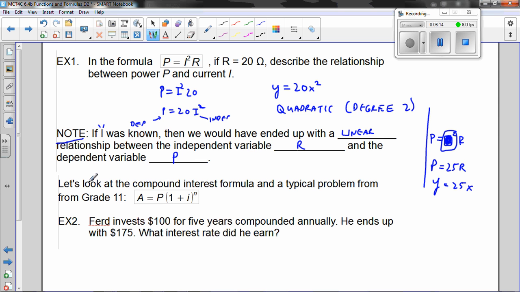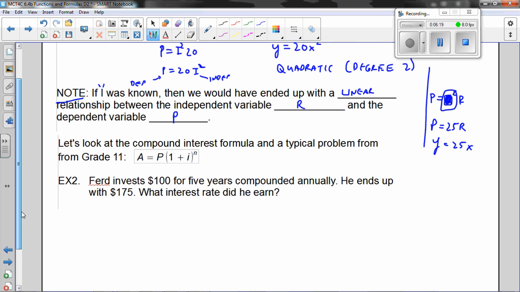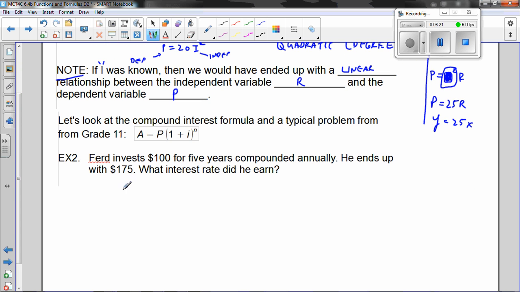Let's keep going here. Let's look at the compound interest formula and a typical problem from grade 11. So this is a typical problem from grade 11. Ferd invests $100 for 5 years, compounded annually. He ends up with $175. What interest did he earn? So I'm going to write it down. And remember, anytime, let's just see what we're given and what we need to find here. A is the amount at the end. He ends up with, that's 175. He invests, the P is the principal, is $100.